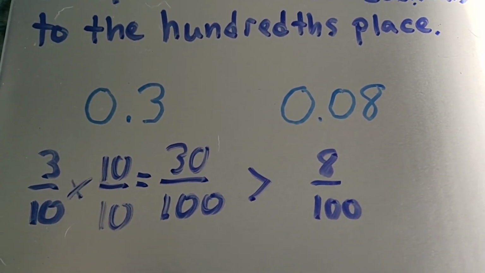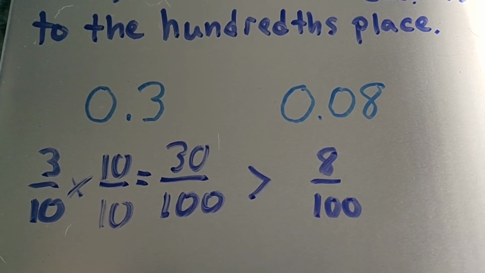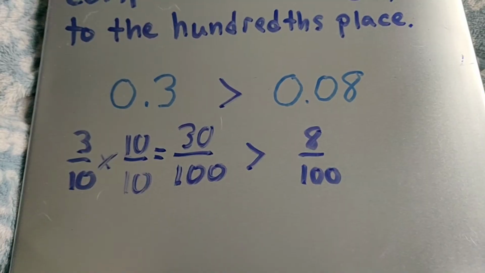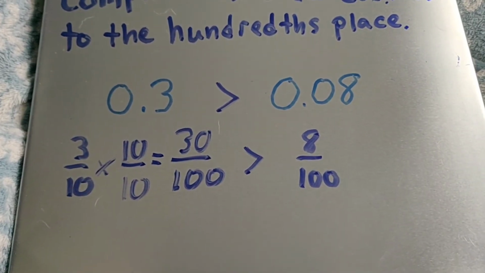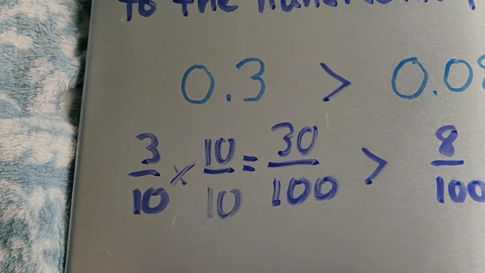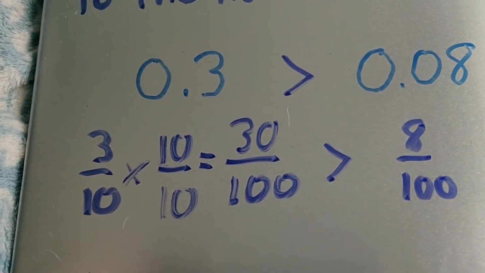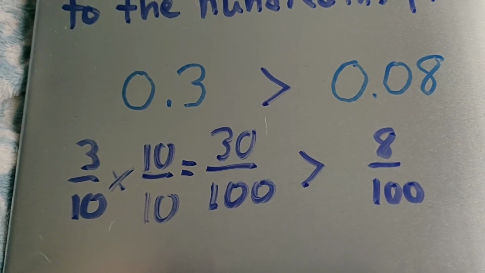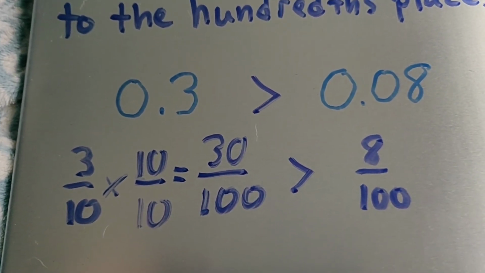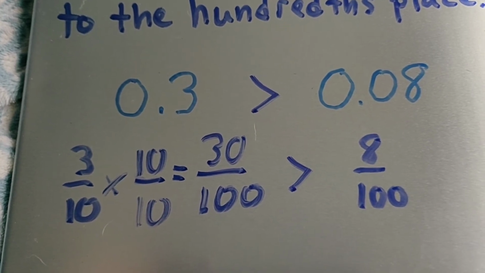And that means that 0.3 is greater than 0.08. Why? Because 0.3 is equivalent to 3 tenths. 3 tenths is equivalent to 30 hundredths. 30 hundredths is greater than 8 hundredths. So 0.3 is greater than 0.08.